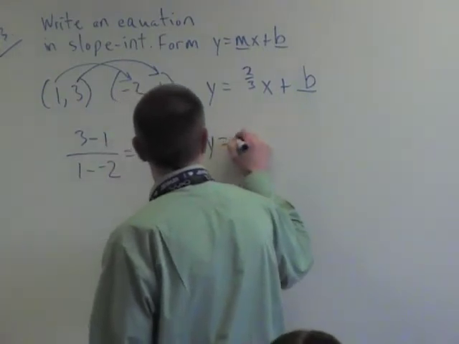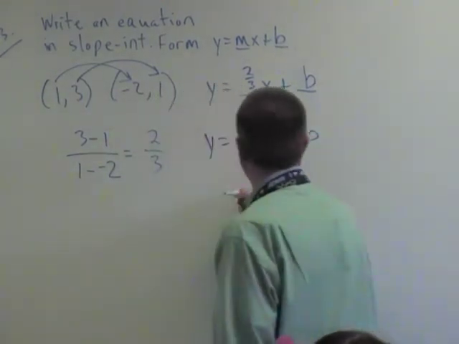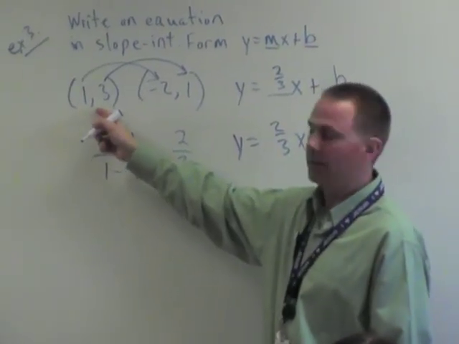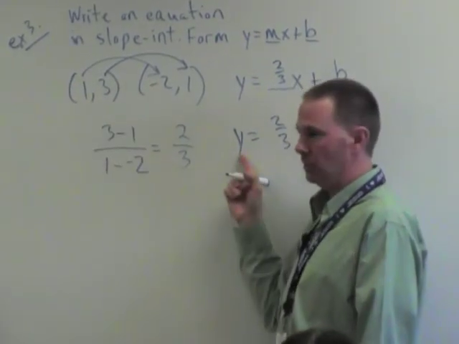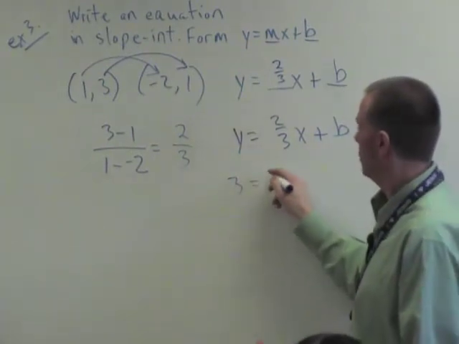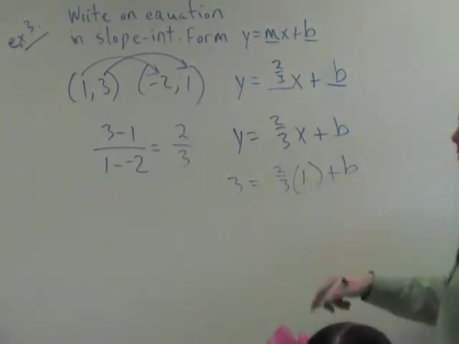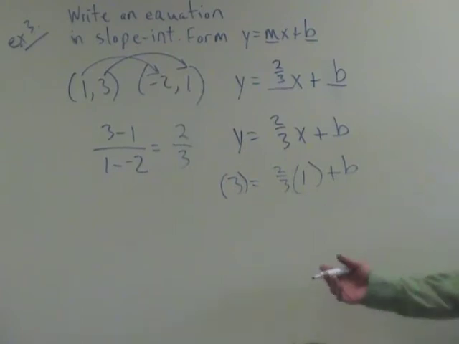So we have y equals 2/3 x plus b. Alright, so I'm just going to choose the first one, (1, 3). Don't change these up. What's the y value? 3. So you're going to plug 3 in. What's the x value? So all I did was substitute the values in. Now solve it. And guess what? You're going to get a fraction.